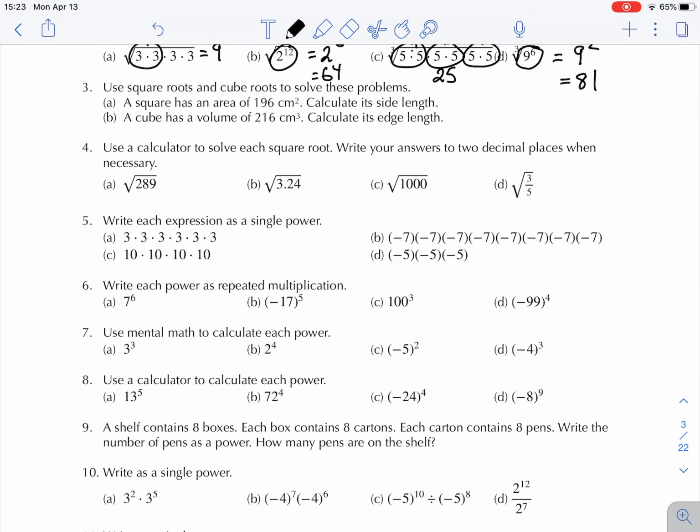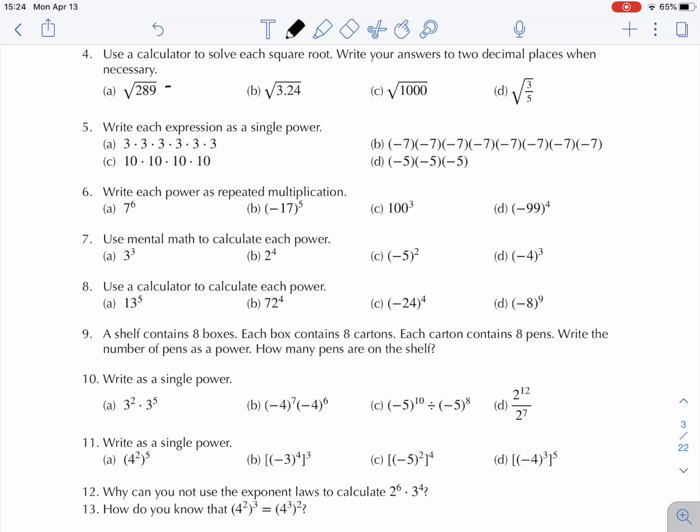Question number 3. Use square roots and cube roots to solve these problems. A square has an area of 196 centimeters squared. Calculate its side length. So to do that, we square root 196. And the square root of 196 will equal 14 centimeters. A cube has a volume of 216. Calculate its edge length. The edge will be the cube root of 216, and that will be 6 centimeters long.